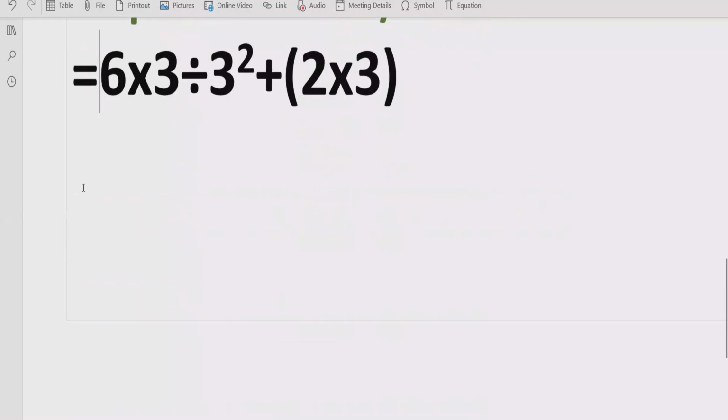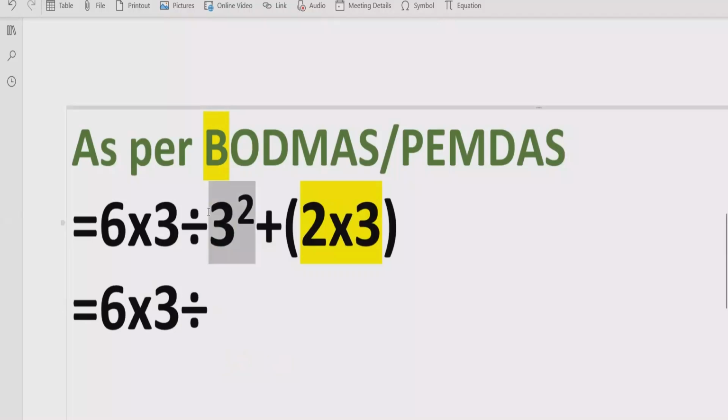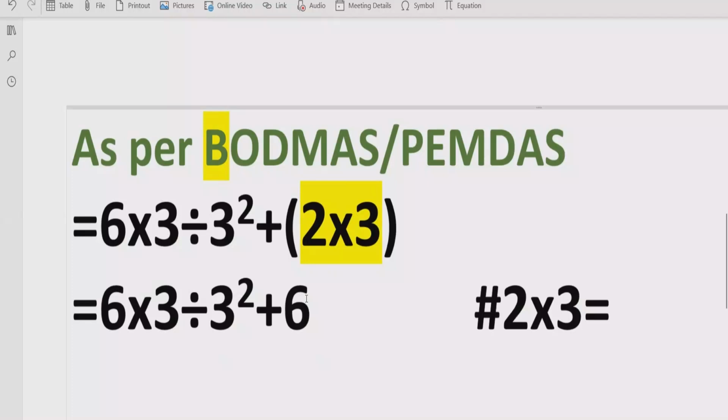According to the BODMAS and PEMDAS rule, first of all we have to solve the bracket, which is 2 multiplied by 3. First of all, we have to solve this one. We write 6 multiplied by 3 and divided by 3 raised to power 2. We will write the rest as it is, and plus 6, because 2 multiplied by 3 becomes 6. And here we give the reference: 2 multiplied by 3 equals 6.